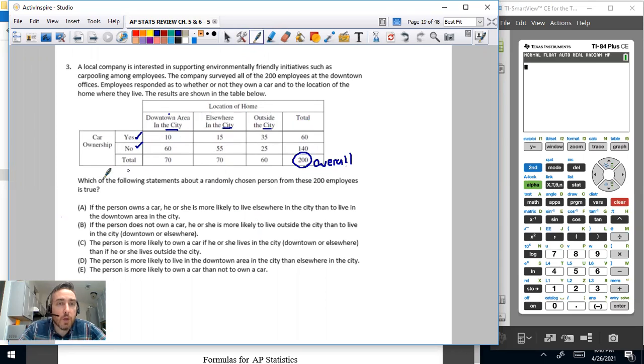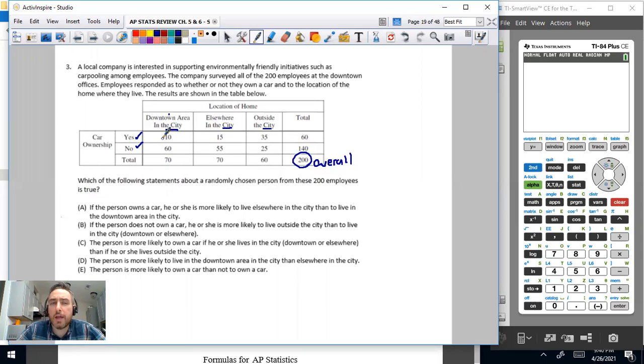So let's look at the question. Which of the following statements about a randomly chosen person from these 200 employees is true? So we want to choose one person out of those 200. So let's look at the first one. If the person owns a car, he or she is more likely to live elsewhere in the city than to live in the downtown area of the city.